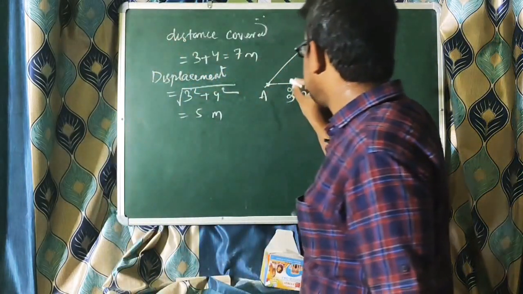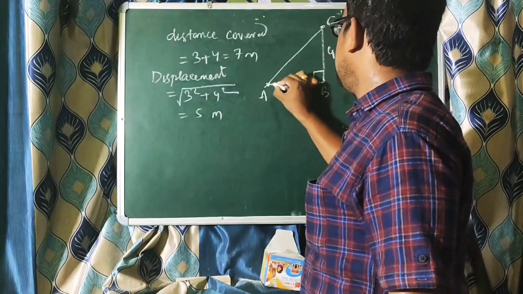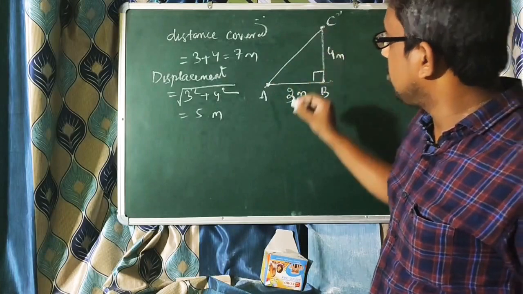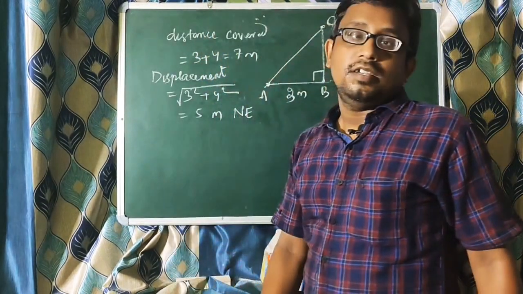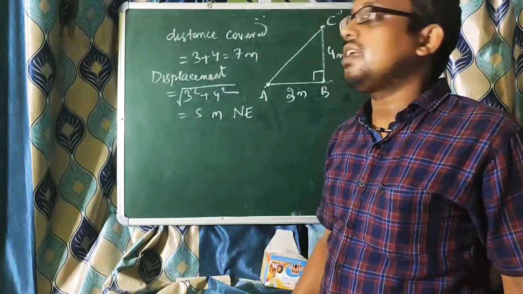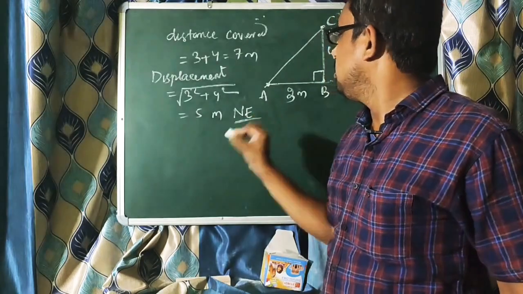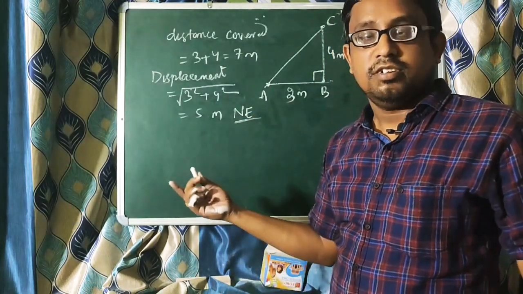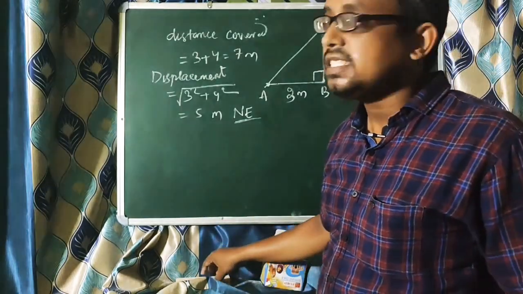Where is this 5 meter? Now see here. This is east, this is north, this is south. So this will be northeast. So the displacement is 5 meter northeast. When you calculate the displacement, you have to add the direction here. Without direction, the numerical problem will be wrong. Is it clear? Next, see another problem.